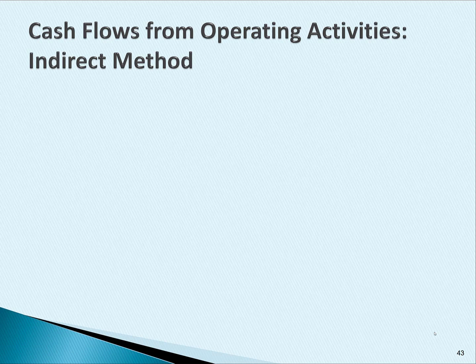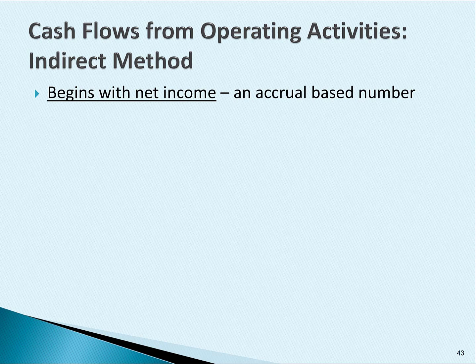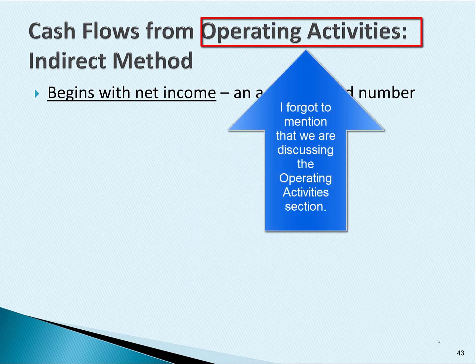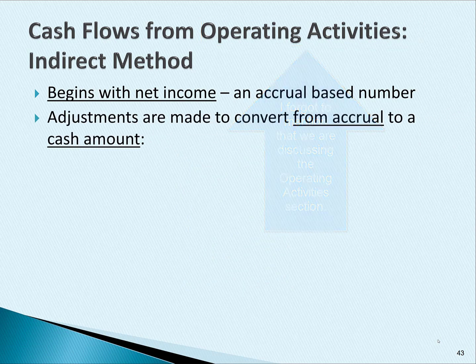So thinking back to the statement of cash flows that we saw in the previous slide, it began with net income. Our statement of cash flows is always going to begin with net income. But remember, net income is an accrual-based number. What this means is just because you have $1,000 profit, that doesn't necessarily mean you have $1,000 cash. For example, that $1,000 profit might have been all on account. So if you make a sale for $1,000 on account to a customer, you have a profit, but you don't have cash. So what we're going to do with the statement of cash flows is make adjustments to that net income figure, and convert it from an accrual basis number to a cash basis number.